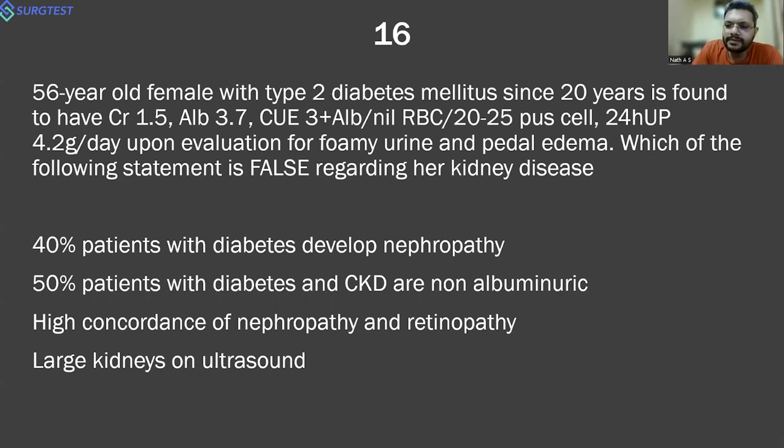All those simple MCQs you will get. There's no doubt about that. You will be able to crack all those. Certain points I want to tell you. 56-year-old female with type 2 diabetes mellitus since 20 years is found to have creatinine of 1.5, albumin of 3.7, CUE of 3 plus albumin, no RBCs, some pus cells are there, significant. 24-hour urine protein is nephrotic.